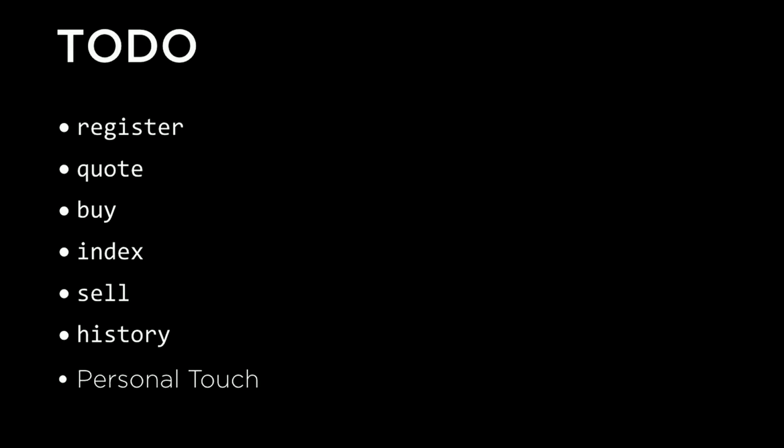Next is sell, which will let users sell any number of the stocks that they currently own. Then finally, give them the ability to look at the history of all the transactions they've made. And finally, add a personal touch of your own, some additional feature of your choosing to add to this CS50 Finance application. So let's look at these steps one by one, beginning with register, which will allow users to register for a new account on your application.